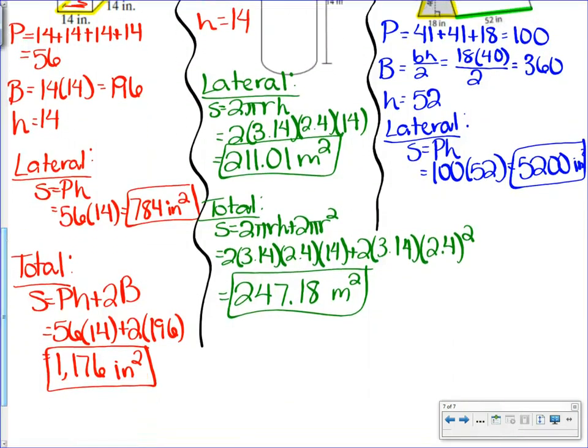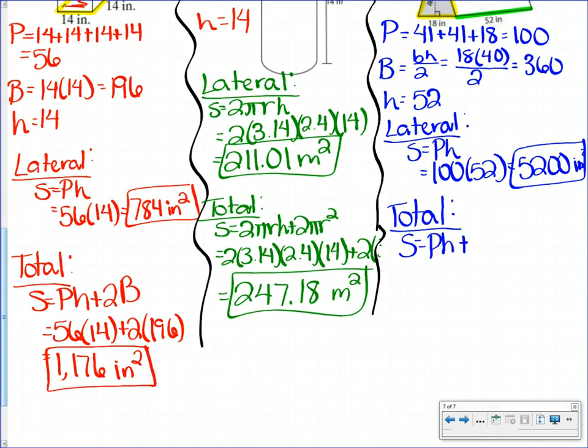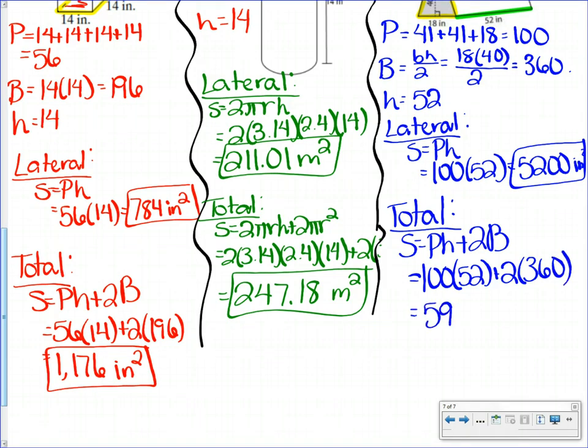And then for the total, it's the same formula that we used for the rectangular prism, PH plus 2B. So P we said was 100, the height is 52, plus 2 times the area of the base, we said was 360. Type that all in, and you get 5,920 inches squared for total surface area.